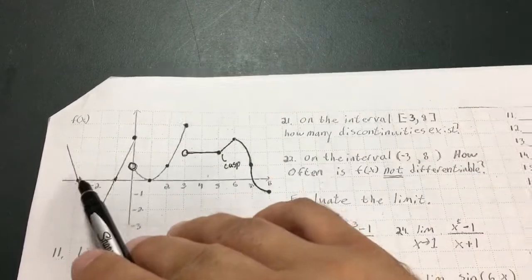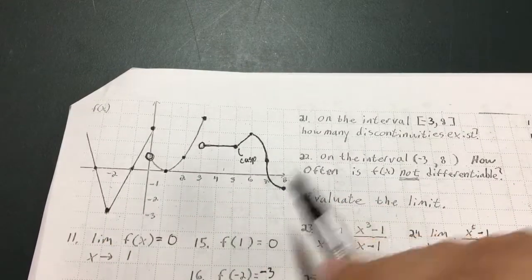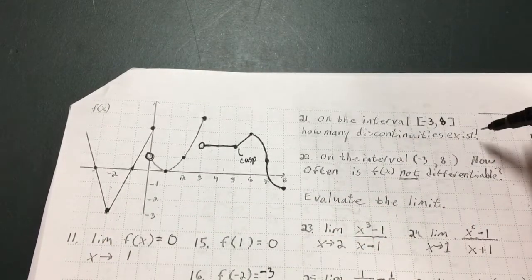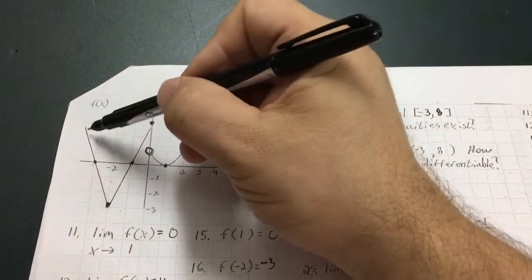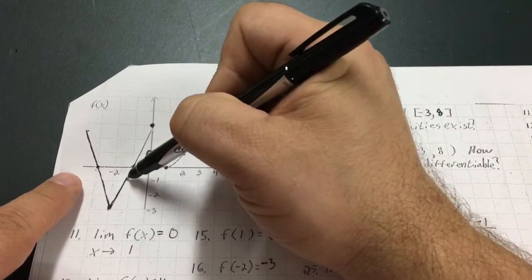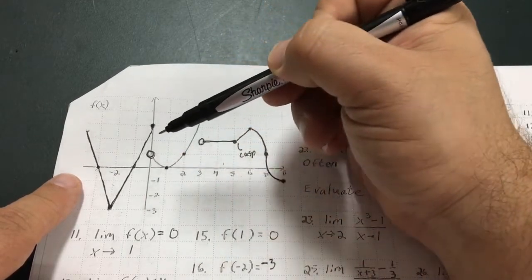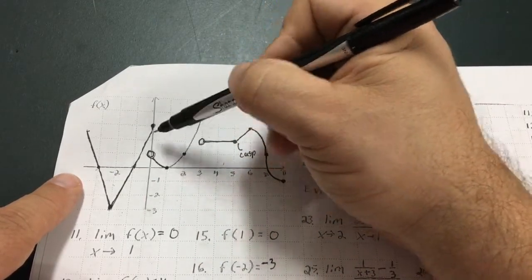One interval from negative 3 all the way from here to 8 all the way over to here. How many discontinuities exist? A discontinuity is where I have to lift my pencil. So I don't have to lift my pencil. I'm still on the page. So to get from this spot to this spot, I have to lift my pencil physically off the graph, off the paper. So there's one discontinuity right there.